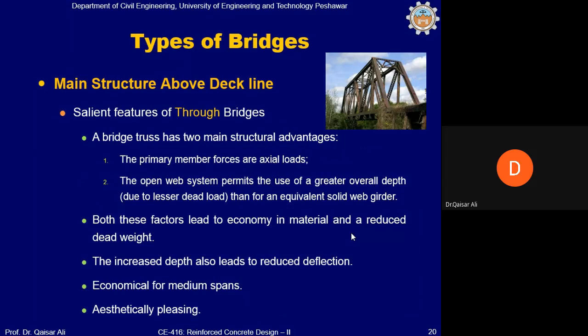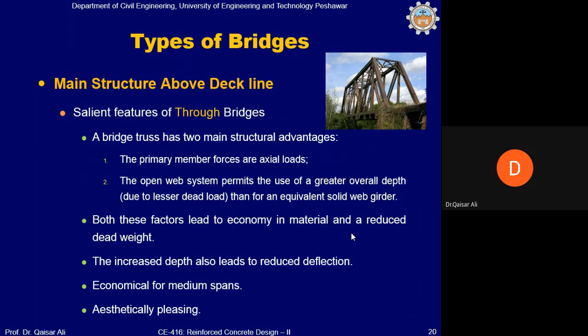Through truss bridges. A through truss bridge has two main structural advantages. The primary member forces are axial loads because they are part of the truss. And the open web system permits the use of a greater overall depth due to lesser dead load than for an equivalent solid web girder.